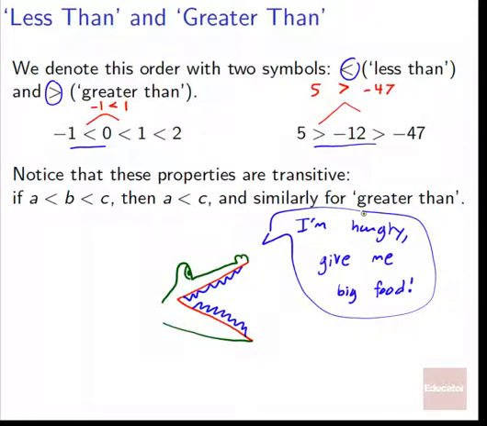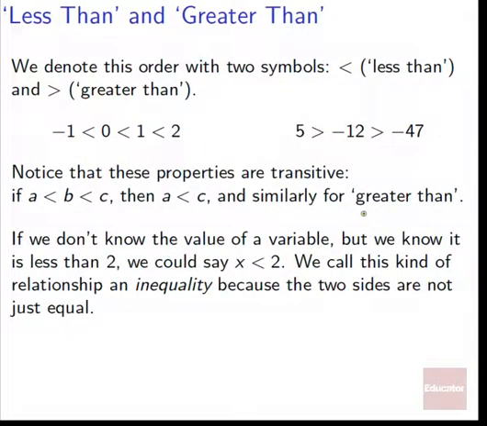The other way is just thinking that the wide part is always pointed at the bigger number, but I like the alligator mnemonic and it worked well for me, so there it is for you if you haven't heard it before. All right, less than, greater than. We can also talk about this in terms of variables. If we know that a variable is less than 2, but we don't know its precise value, we could say x is less than 2. That gives us the ability to use this order on a variable. We know that the variable is less than the number 2. We don't know what it is precisely, but we know whatever x is, it must hold true with this relationship.